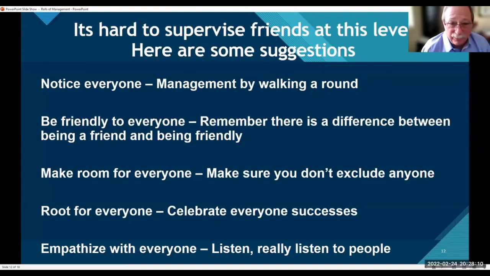We're going to talk about this a little bit. It's hard to supervise friends at any level, and here are some suggestions. Notice everyone, manage by walking around. And I told you I do this. I get up about once an hour and I try to walk around. Sometimes I'm headed to the bathroom. Sometimes I run into people in the bathroom, but I try to notice everybody and say hello and talk to everybody. Make sure that I'm visible.